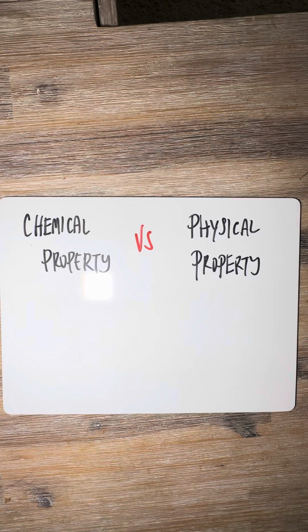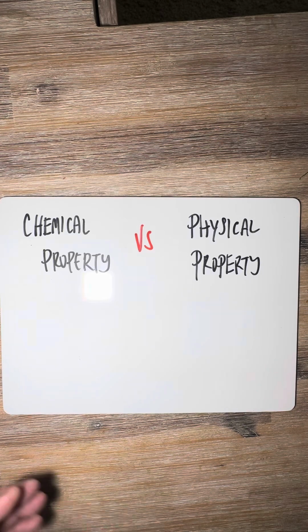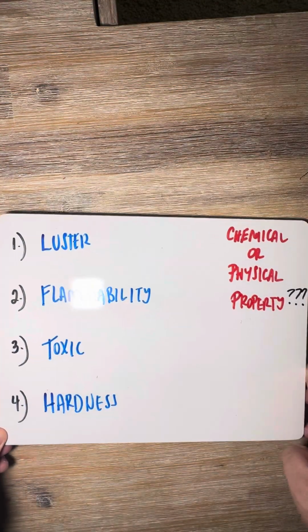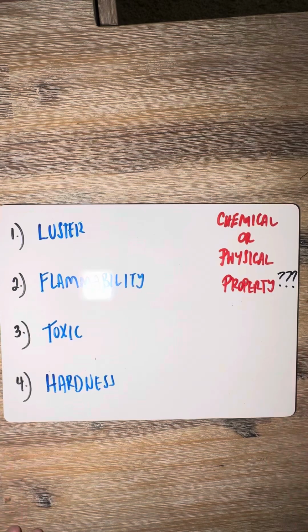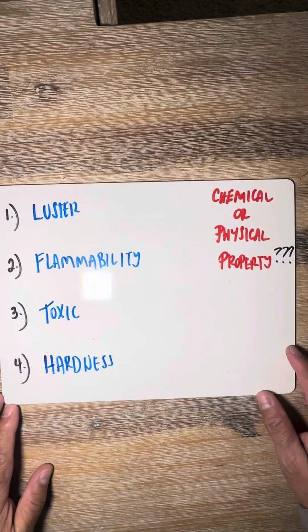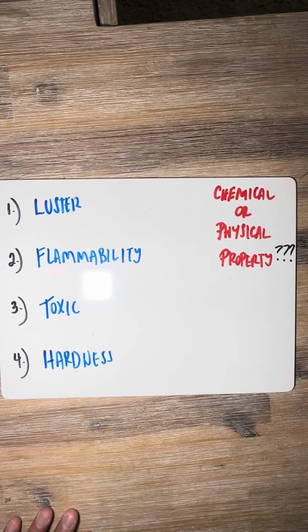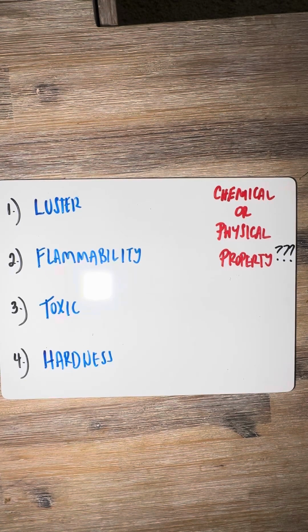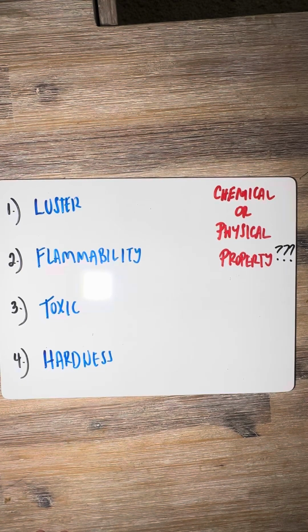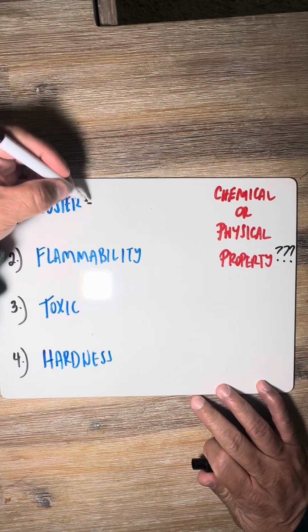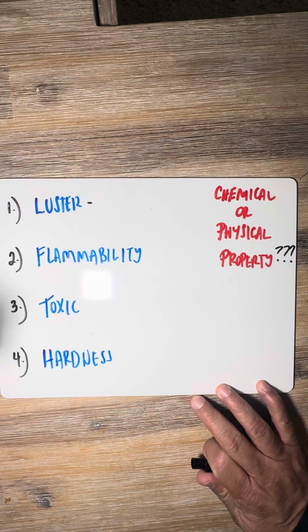So let me just go ahead and go over some examples with you regarding each one. We have four examples on the board, okay? And we want to know whether each one is a chemical or physical property. Now the first one's called luster. So what is luster? Luster is basically shininess, how shiny an object is.